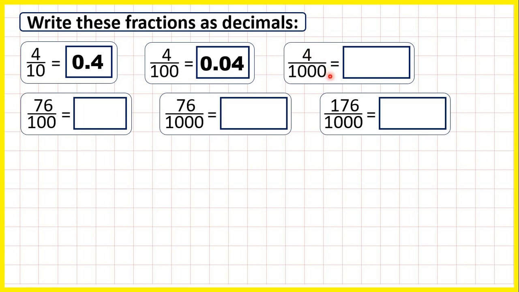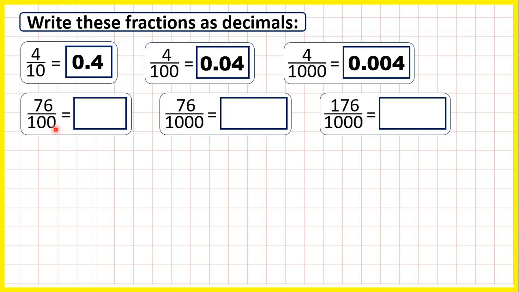Now 4/1,000 is 0.004. That's because the third digit after the decimal point is the thousandths digit, and to show that we have 4/1,000, we need zeros in our hundredths and our tenths so that the 4 is the third digit after the decimal point.